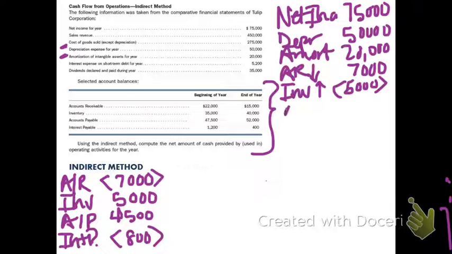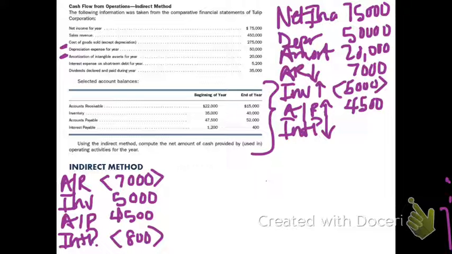Accounts payable has risen, which means there are some expenses for which the company has yet to pay. That increases our cash flow. And finally, we have interest payable that has decreased, meaning the company has paid a previous payable. When we sum all of those items, we come down to the total cash provided by operating activities for the company.